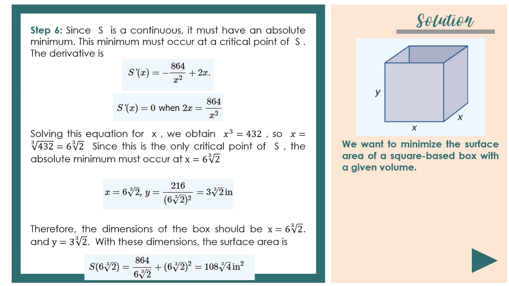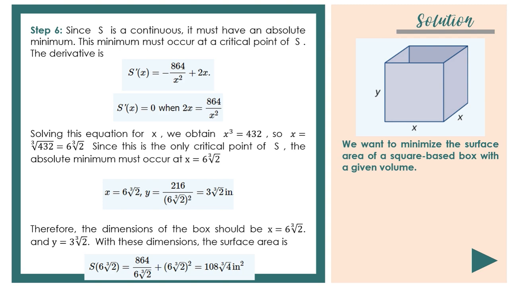So, the absolute minimum must occur at this value. So, aton absolute minimum is at x equals 6 cube root of 2. Ang y naton dayon will be 3 cube root of 2 inches. So therefore, kabalo na kita sang x kag y, this will be aton nga dimensions. So ang aton nga surface area will be solve naton, balik naton sa original equation, will be 108 cube root of 4 inch squared.